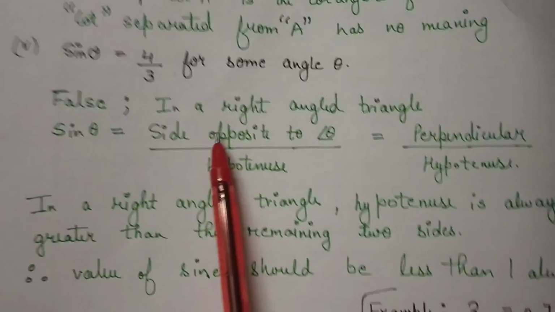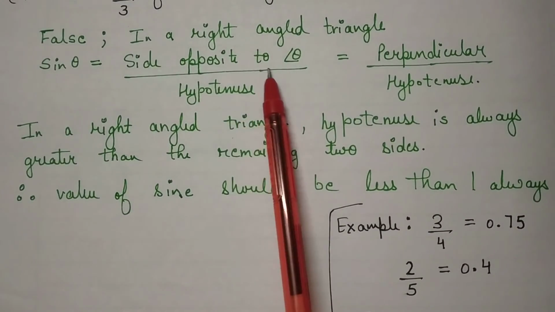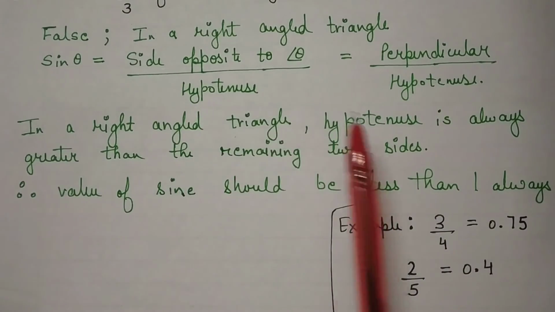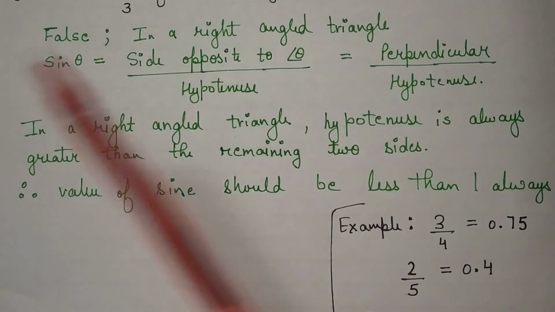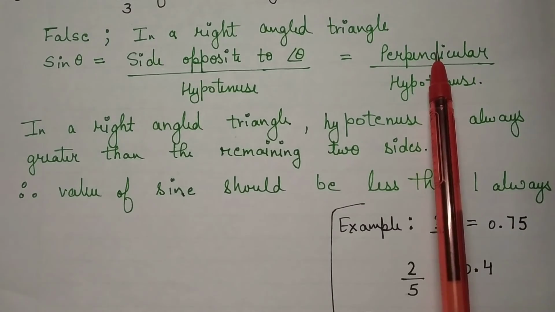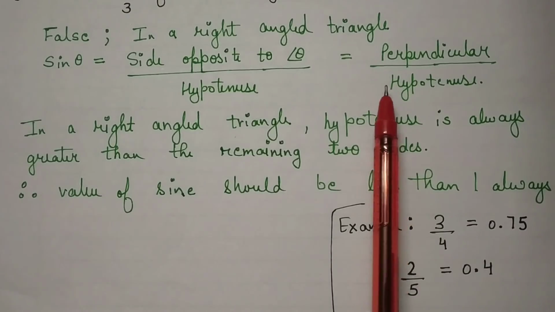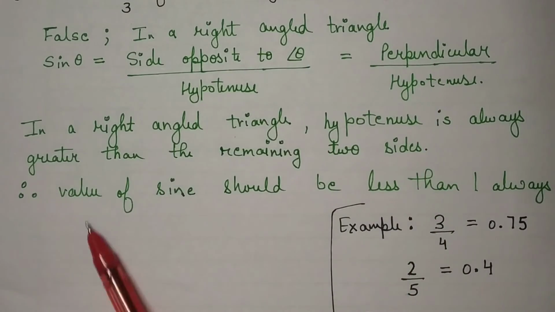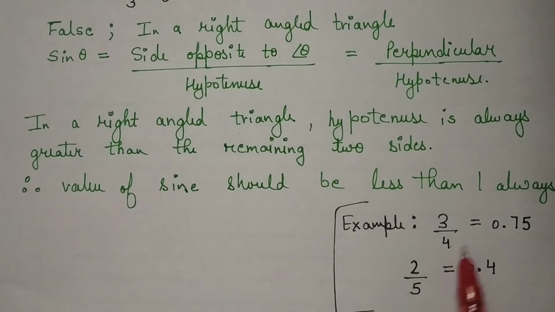How? In a right angle triangle, sine theta is side opposite to angle theta by hypotenuse, that is perpendicular by hypotenuse. In a right angle triangle, hypotenuse is always greater than the remaining two sides. In the last question, hypotenuse was in the numerator, so secant A was always greater than 1. Now it is in the denominator, meaning if you have the largest thing in the denominator, the answer is always less than 1. Let us take the example 3 by 4. Largest is in the denominator, the answer is less than 1. Here also the answer is less than 1.